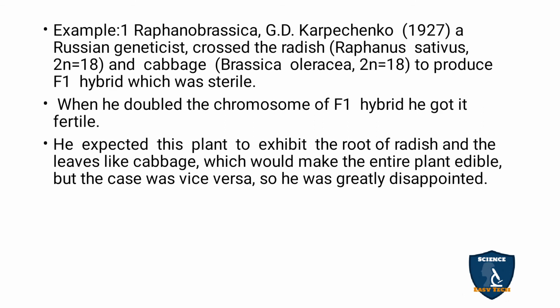G.D. Karpechenko in 1927, a Russian geneticist, crossed the radish, Raphanus sativus, 2n equal to 18, and cabbage, Brassica oleracea, 2n equal to 18. The F1 was sterile, and after doubling in F1 he got it fertile. His expectation was that the root should be radish and the leaves should be cabbage, but it occurred vice versa. That would have made the entire plant edible, but it became vice versa, and he was disappointed.